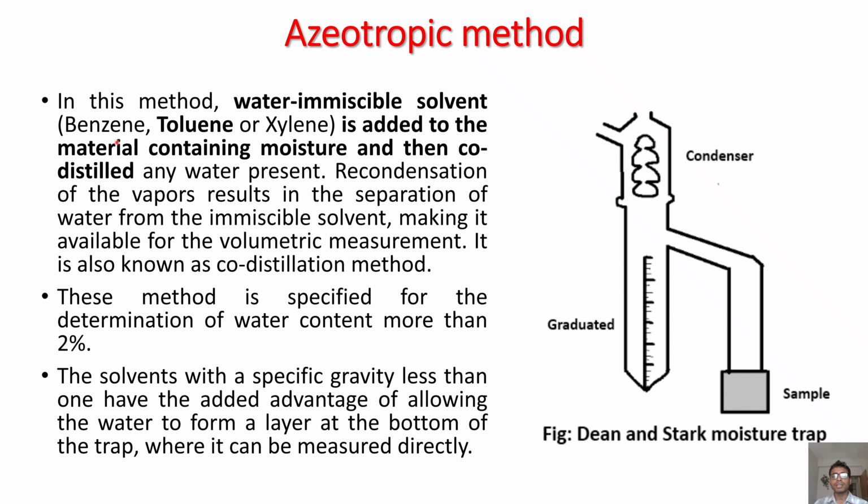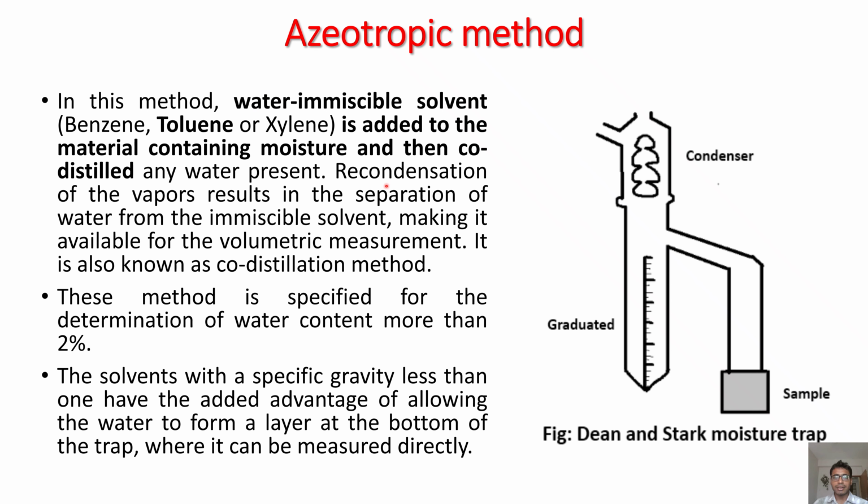Then, if our sample has any water content, upon the addition of heat, this water will evaporate. But the boiling point of benzene, toluene, or xylene should be higher. Okay, the solvent that we are utilizing, its boiling point should be higher than water. Why? Because otherwise it will evaporate, and we actually need the water to be evaporated.